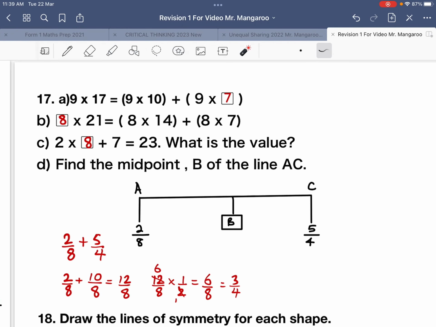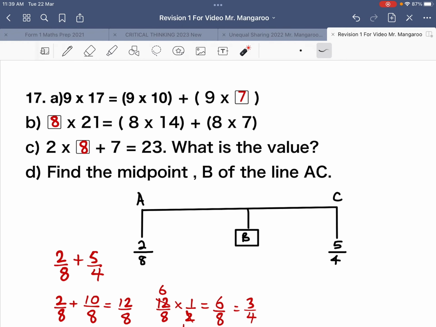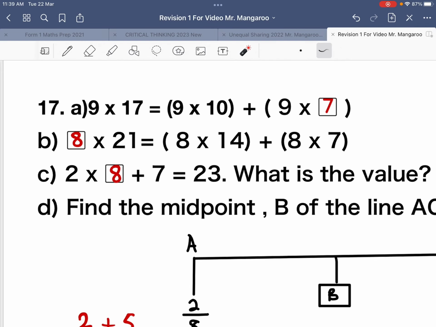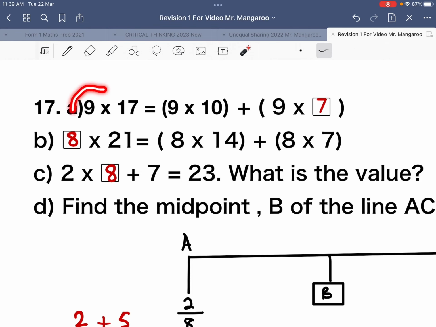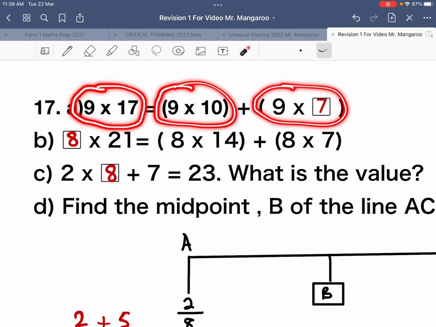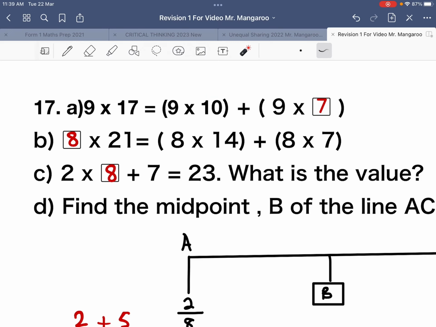Here we have a question based on the distributive law. So basically what they are doing here is we have one number times another number, and then we have two multiplications with an addition sign between them. What this type of question does is it breaks one of the numbers into two parts. So we see 17 here is broken into 10 and 7, and the other number remains the same.